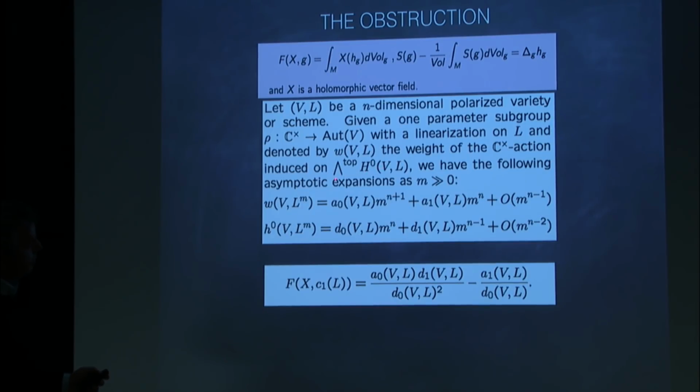So you go to the top wedge product of the space of holomorphic sections of the polarization, and again you go and see how the action behaves under the tensor power of the polarization. Again, there's a similar version of the Grothendieck-Riemann-Roch that tells you that now this is the polynomial you are looking at as m goes to infinity. I mean, this is the expansion as the power goes to infinity.